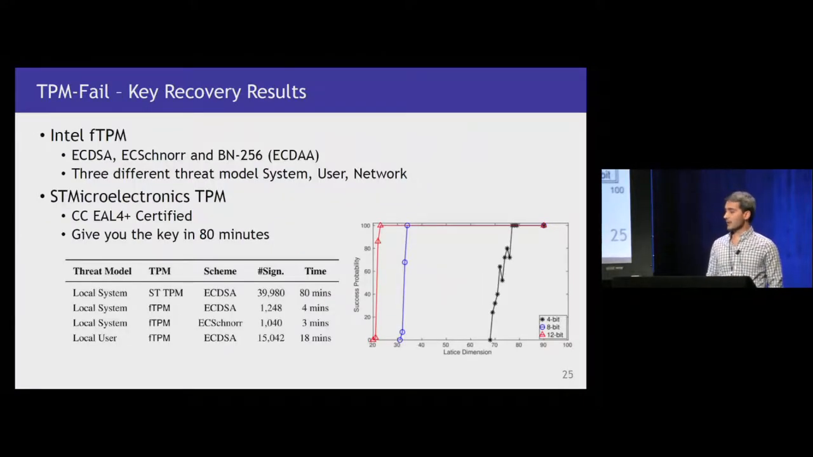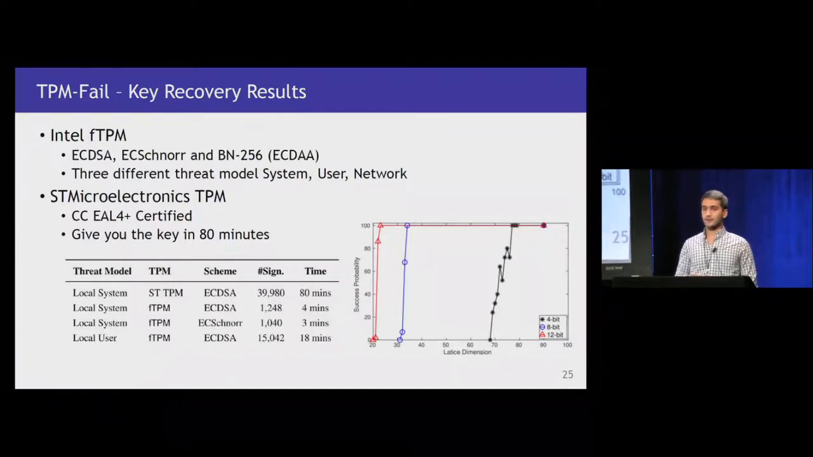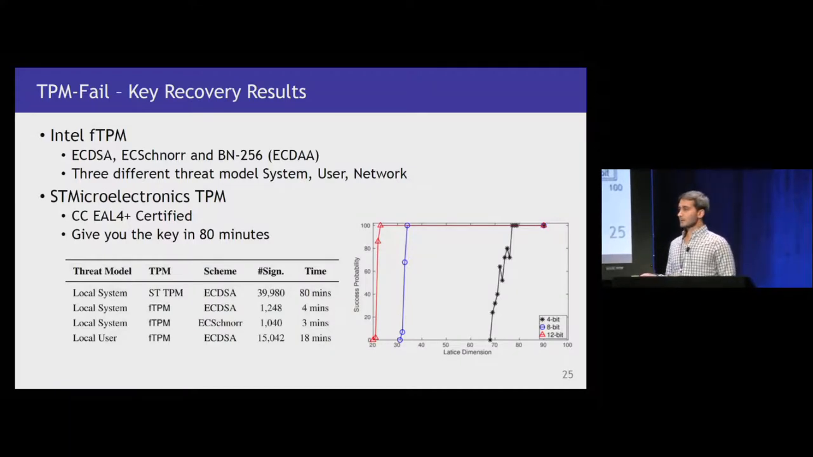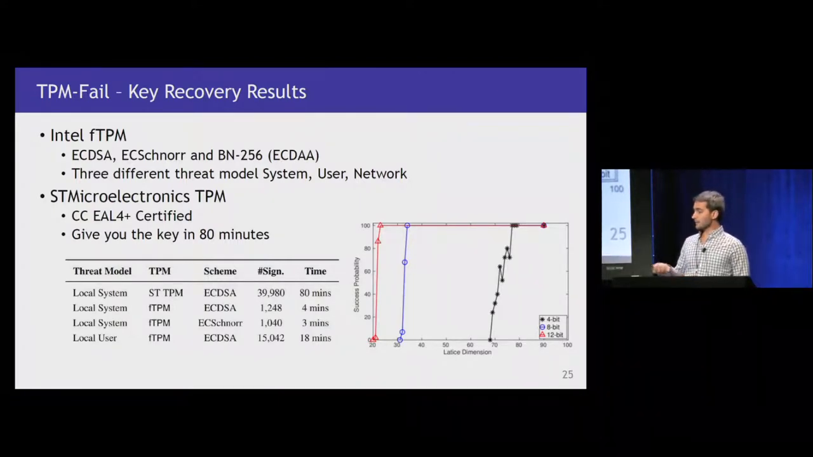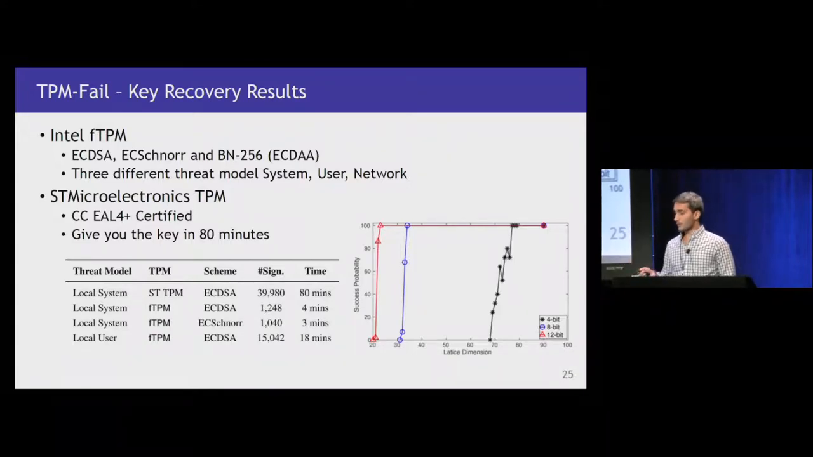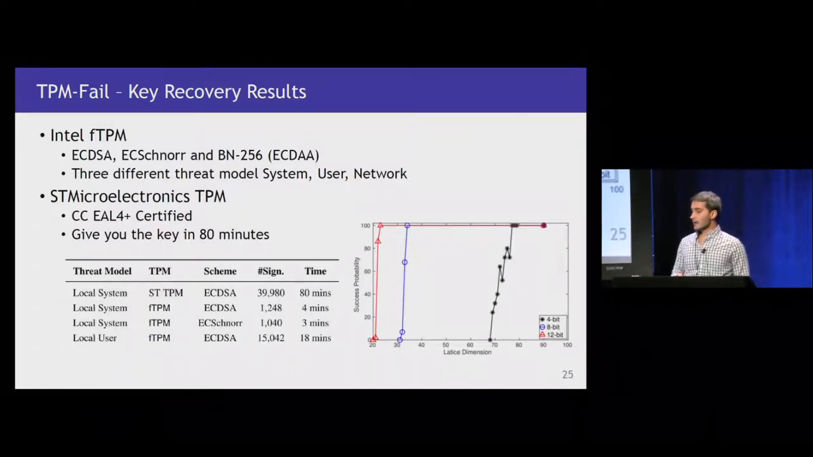We did some analysis of how efficient these attacks are on these devices. For Intel fTPM, we did the analysis with three different threat models. For a TPM, even a system adversary or a physical adversary is part of the threat model, but we wanted to see the impact of such a timing behavior from user space and from the network. On the plot, we can see some of the results for the system adversary: for instance, we can recover the key with a lattice dimension of 80 or in that range.